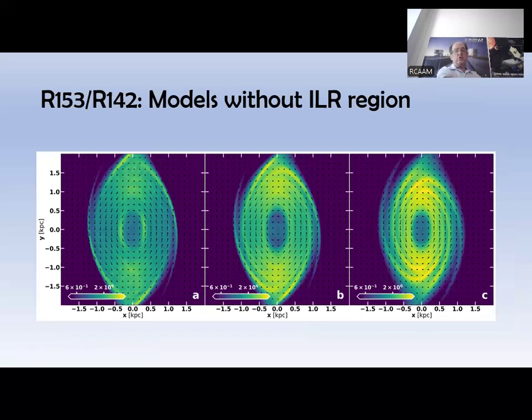I just want to show you also one case that we studied where we avoided putting in from the beginning in the model an inner Hilbert resonance. How can we do that? Just by increasing the pattern speed. We increase the pattern speed, and then we try to have initially all the other parameters the same.